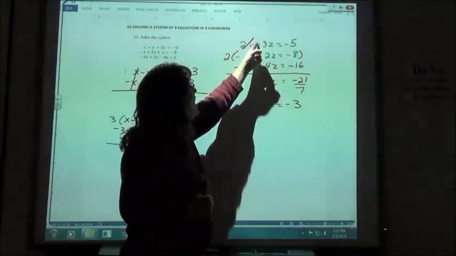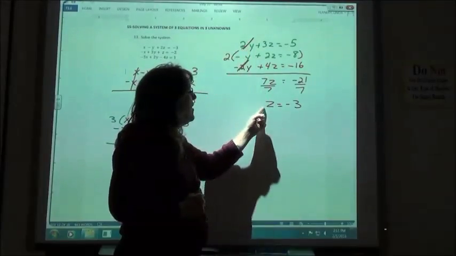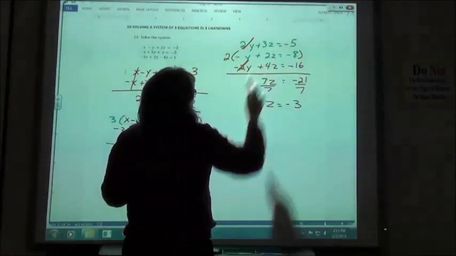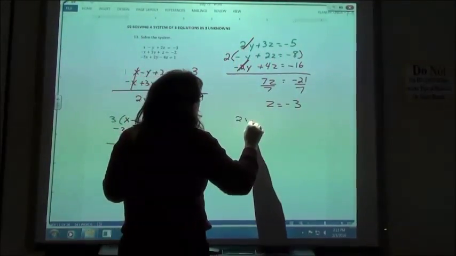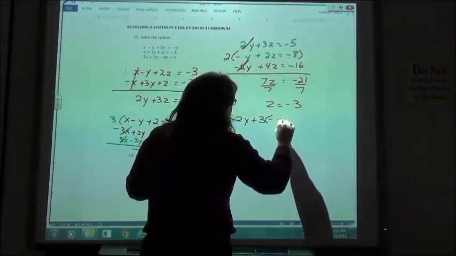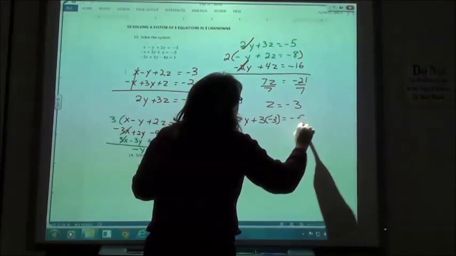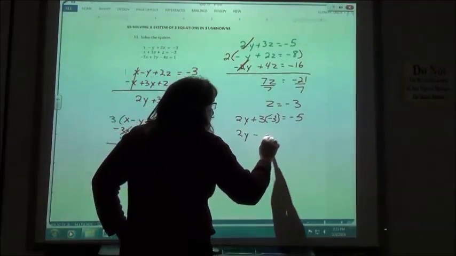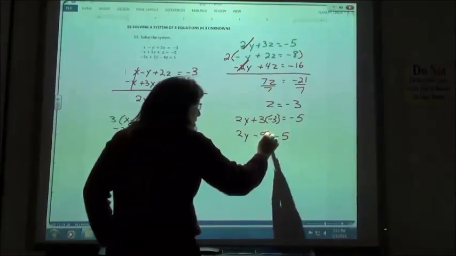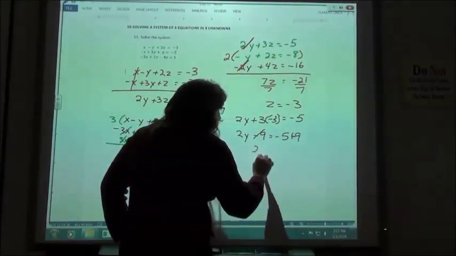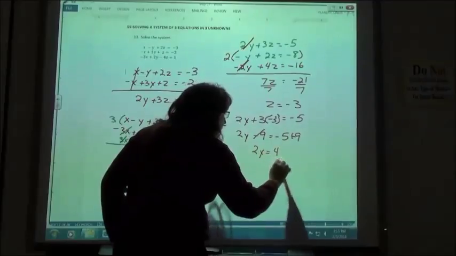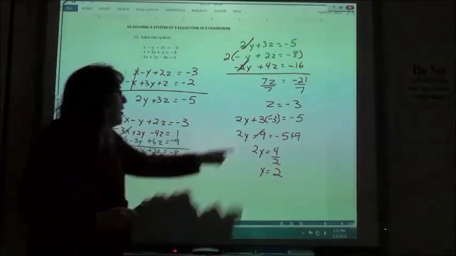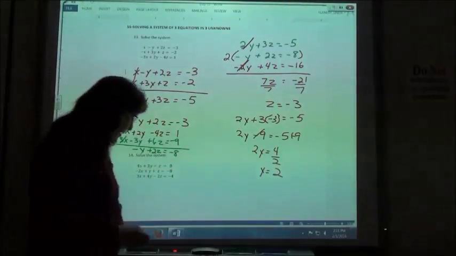First thing I'm going to do is go back to one of these 2 equations and find my y using that z is equal to negative 3. So if I use this top one, I had 2y plus 3 times z, which is negative 3, equals negative 5. So putting negative 3 in for my z, 2y minus 9 equals negative 5. I'd add my 9. 2y equals 4. I would divide by 2, so y equals 2. So I found z, I found y, I still need to find x.